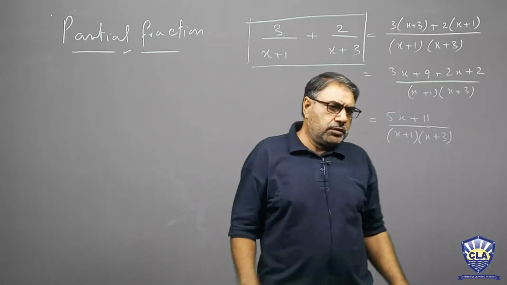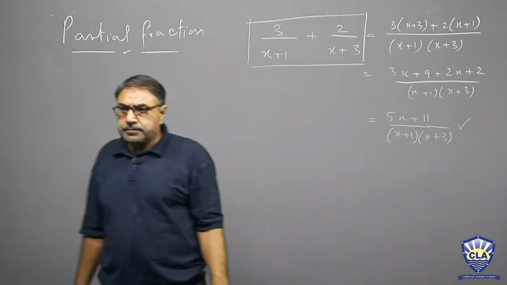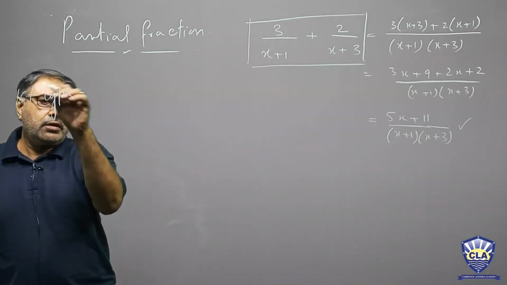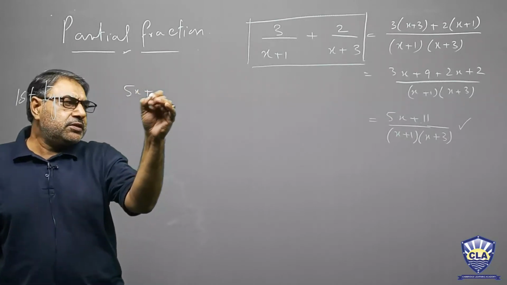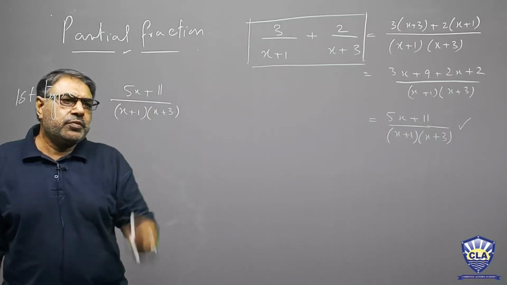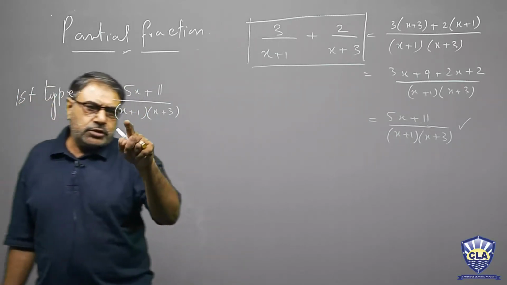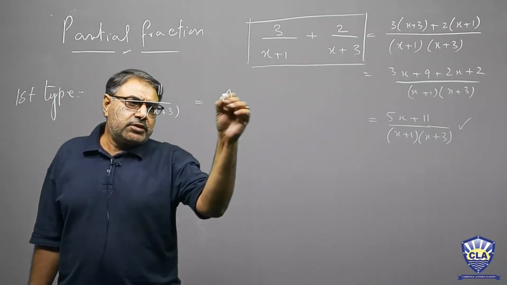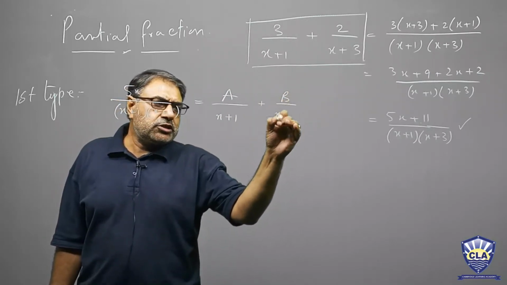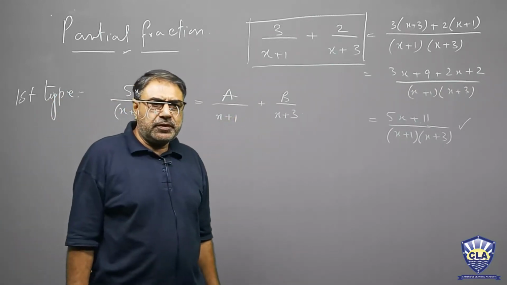Now in A levels P3 paper, they gave you this question: 5x plus 11 over x plus 1 and x plus 3. Convert this into the partial fraction. Now in a denominator, if we have two brackets x plus 1, x plus 3, then please write down like this: A over x plus 1 plus B over x plus 3. A fraction for x plus 1 and another fraction for x plus 3.